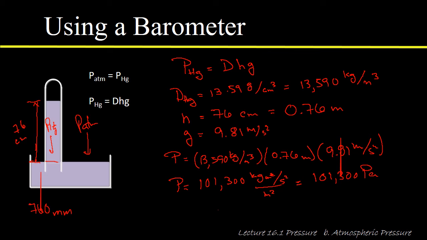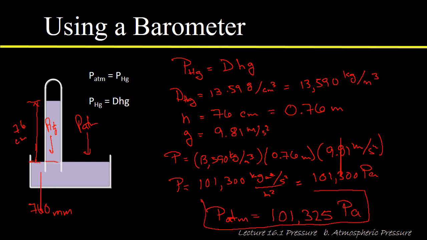If we had more significant figures in here, we would see that atmospheric pressure at sea level, and I'm putting this here because this is a number that comes up a bit, is 101,325 pascals. Okay. And I'm putting PATM because that's atmospheric pressure. We did the calculation based on the mercury, but of course atmospheric pressure is the same as that column of mercury. So this is atmospheric pressure at sea level.